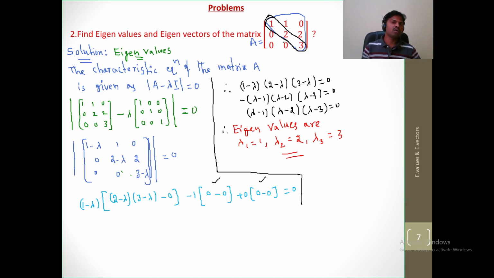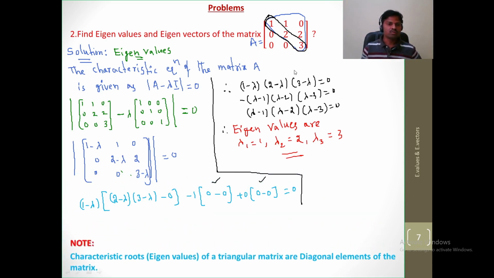It is not only upper triangular, you can take lower triangular also. For a lower triangular matrix, here you will get two zeros, right? Because of those two zeros, again you will get the product of diagonal entries. Again the same diagonal entries are the eigenvalues. So the observation from this: note, the characteristic roots, that is the eigenvalues, of a triangular matrix, meaning either an upper or a lower triangular matrix, are the diagonal elements of the given matrix. So without computations, directly you can write them, no problem, if it is a triangular matrix.